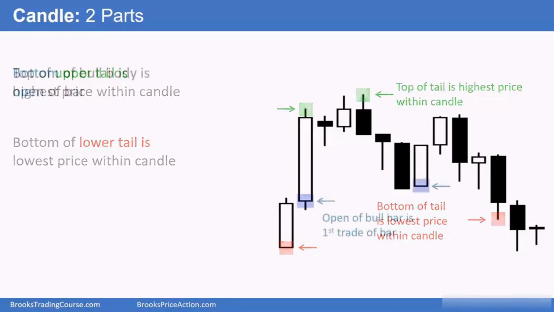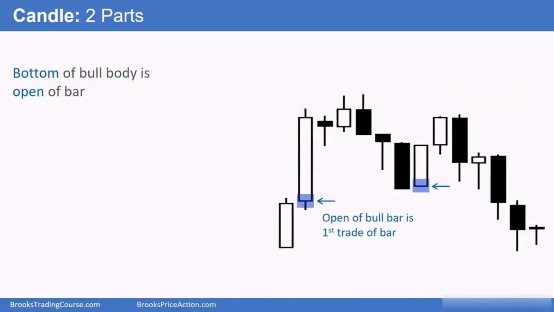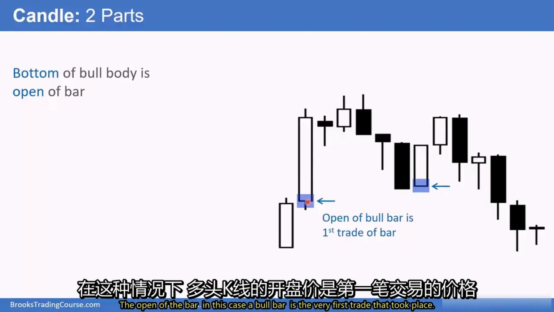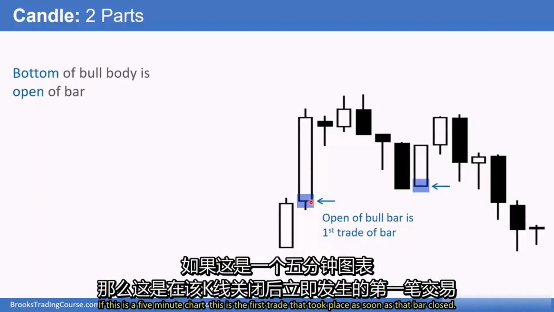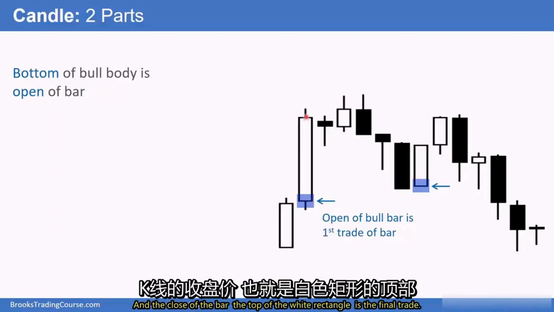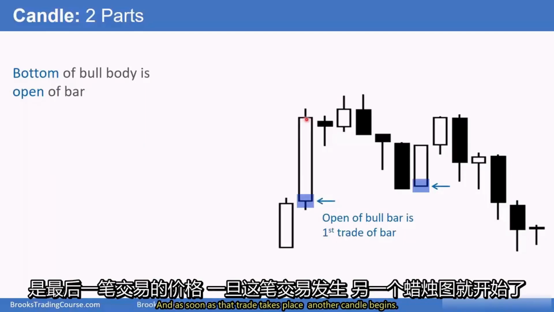The open of the bar, in this case a bull bar, is the very first trade that took place. If this is a 5-minute chart, this is the first trade that took place as soon as the previous bar closed. And the close of the bar, the top of the white rectangle, is the final trade. And as soon as that trade takes place, another candle begins.